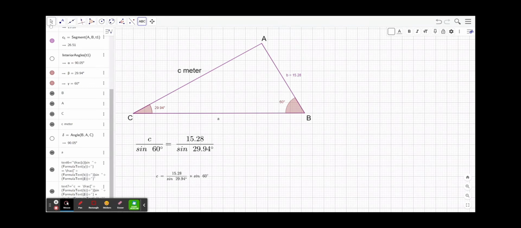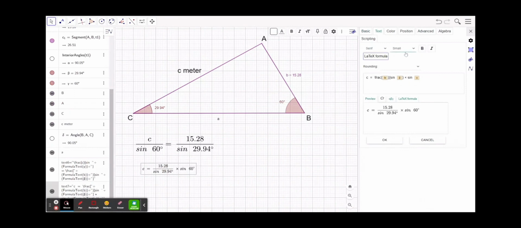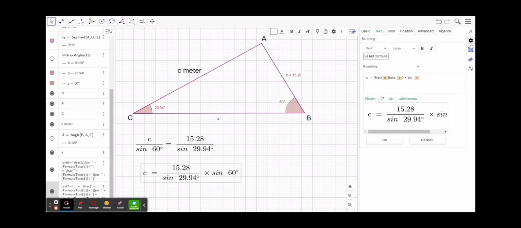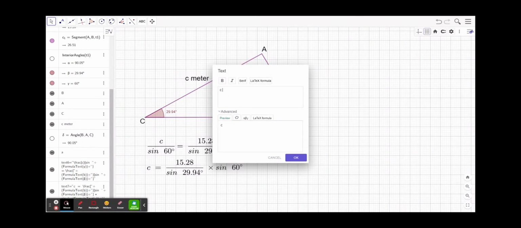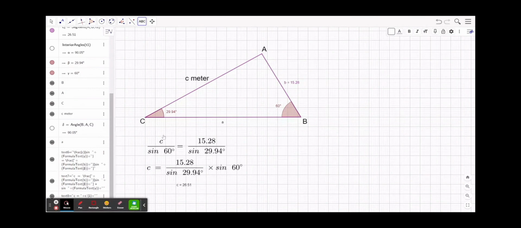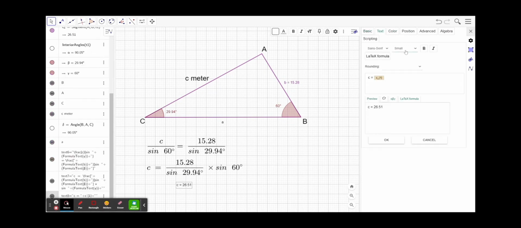Okay, so let's increase the size of the calculation a bit. Therefore, the length of the other part of the roof, which is b, is 26.51 meter. And then here is the answer.